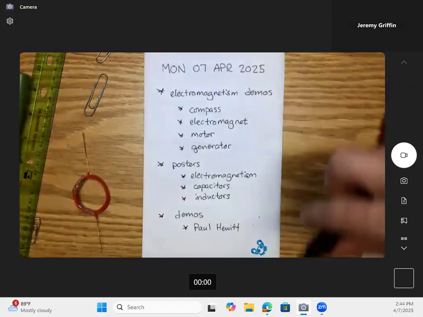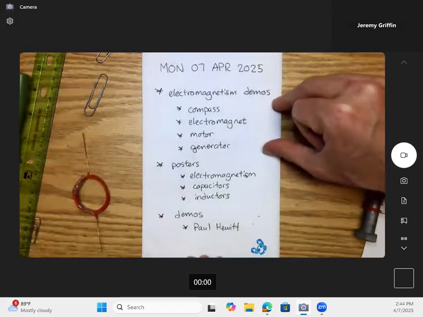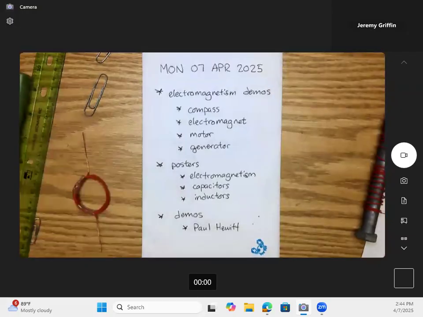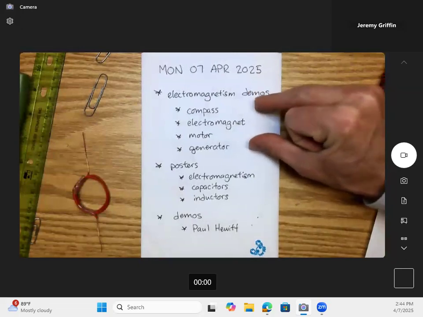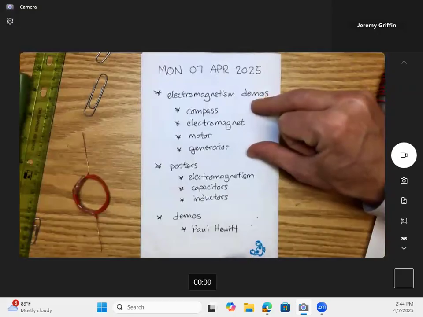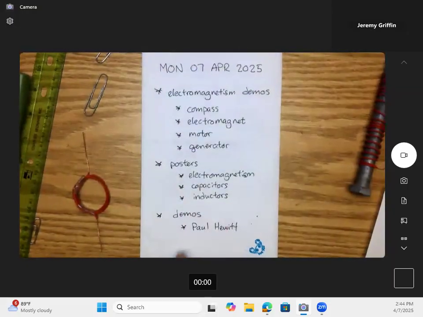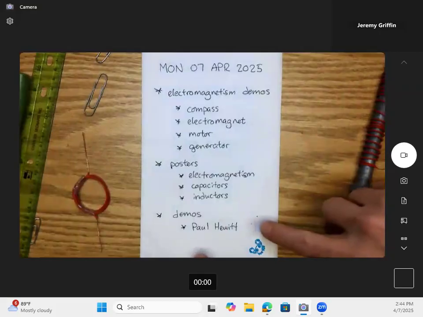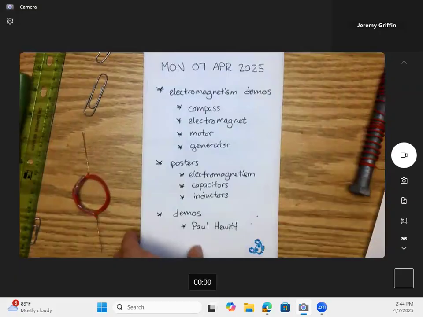A slightly different organization I'm trying today is that I have some demos I'm going to put together for you. I've got a bunch of items just within reach right here. And this is also my plan for tomorrow: I'll give you all the materials that I'm about to use and have you put these things together too. I have a stack of posters, and we'll go through the posters I haven't gotten through yet, related to electromagnetism and a couple other things. And then I have some video demos for you, including some Paul Hewitts and some other ones too. All right, so that's the plan.